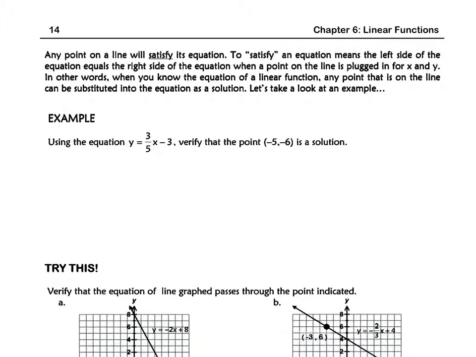Okay. So another thing you should know is that if you're trying to satisfy an equation with points, any points that satisfy the equation would be points that are on the line. So when you plug in an x-coordinate, y-coordinate for any particular point and it makes the equation a true statement, then you know that that point is actually on the line. So the first example says, using the equation 3y equals 3/5 x minus 3, verify that the point -5, -6 is a solution. Okay, so this basically means if it's a solution, it means that it's a point on the line.